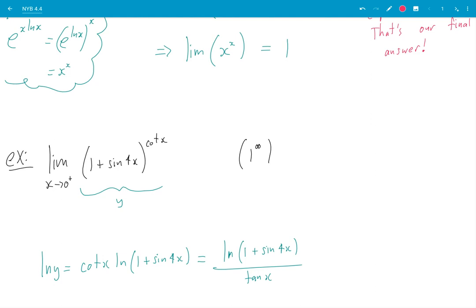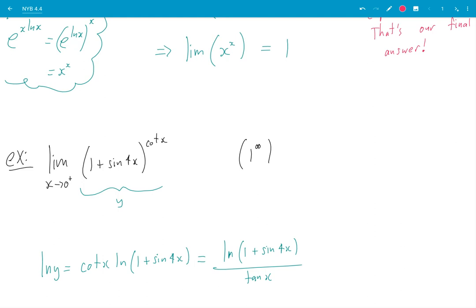Okay, so next example is something different. 1 to the infinity. The base is pulling me towards 1, whereas the exponent is pulling me towards infinity. So there is a tug of war happening here, which we have to resolve.